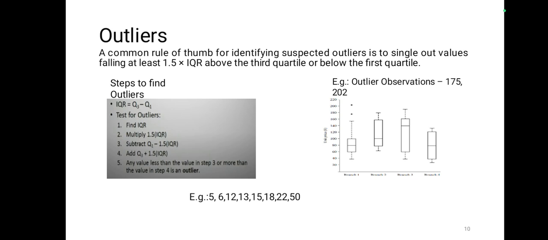Here is the simple algorithm they have given. The interquartile range is Q3 minus Q1. How to test it? First you find the IQR, then multiply 1.5 by the IQR, then subtract 1.5 IQR from Q1. Then add 1.5 IQR to Q3. Any value less than the value in step 3 or more than the value in step 4 is basically an outlier. So this is a simple algorithm to find outliers.